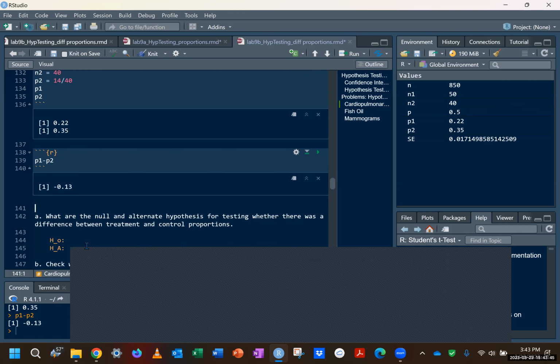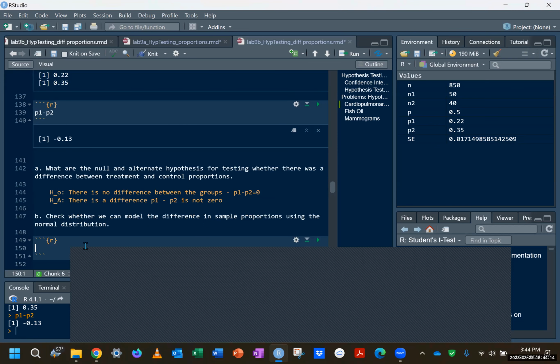So thus we need our hypothesis test. So the null hypothesis says, no, there's nothing going on. There's no difference. So that'd be the same thing as saying P1 minus P2 equals 0. No difference, 0 difference. Alternate says there is a difference. P1 minus P2 is not 0.